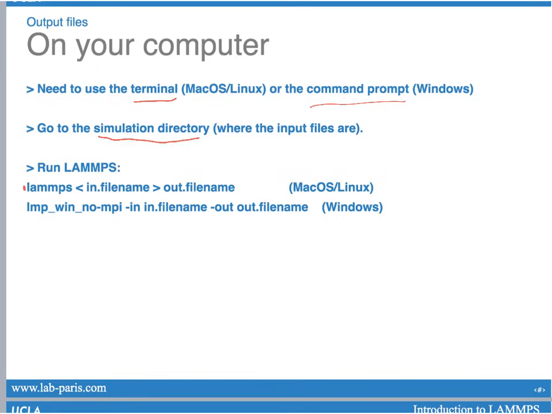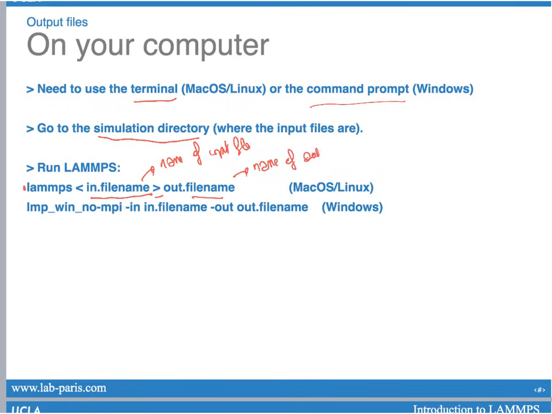If you are running LAMMPS on macOS, you will need to use the command lmp. So type the command lmp, then using the symbol smaller than, then put the name of your input file. So this would be the name of the input file. Then use the symbol larger than, and here you want to put the name of the output file that you want LAMMPS to create.